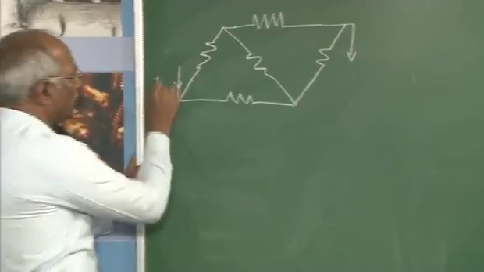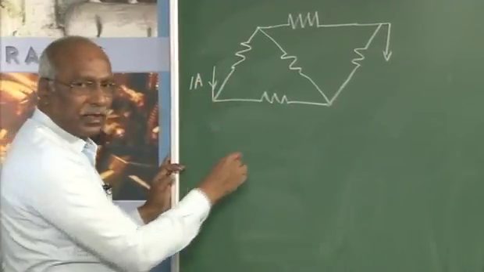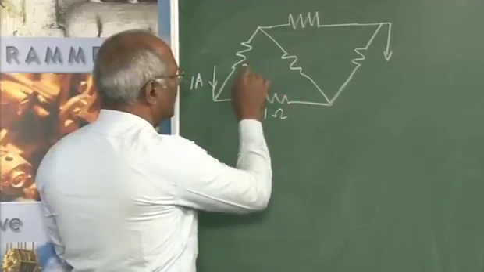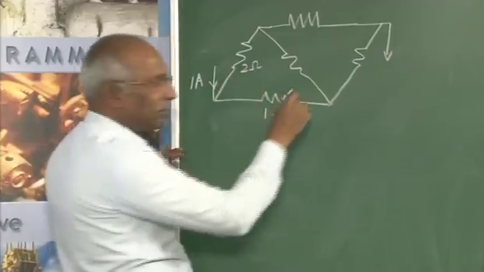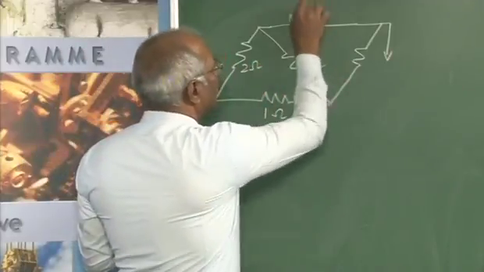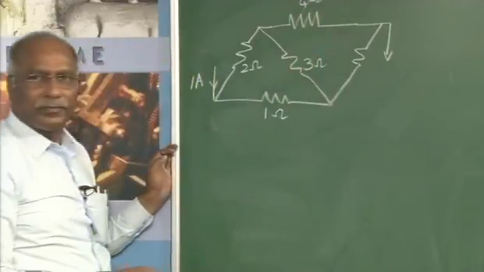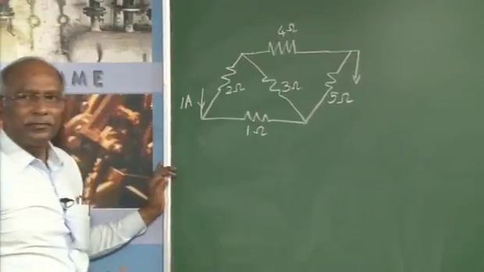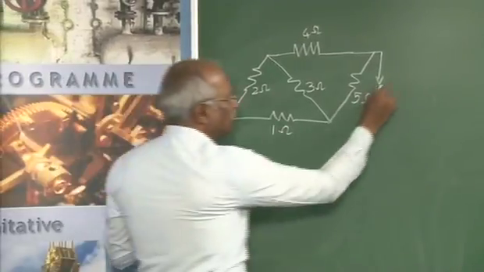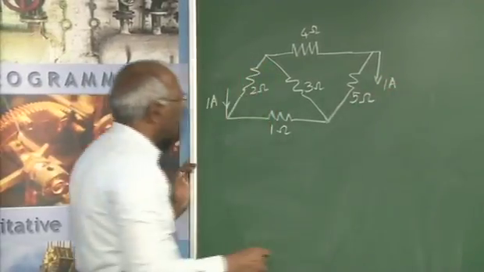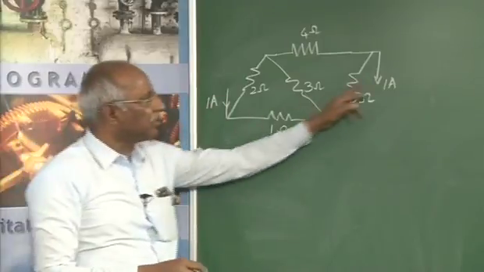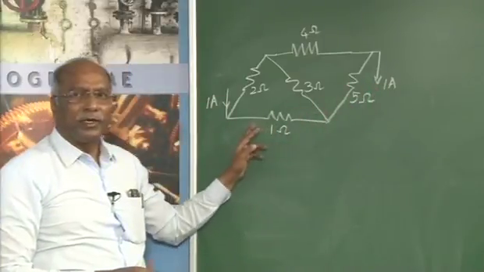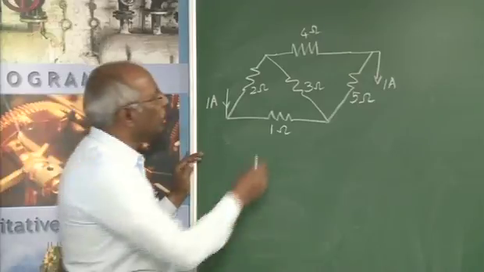This is the network given. This is 1 ampere, 1 ohm, 2 ohm, 3 ohm, 4 ohm, and this is 5 ohm. If the current is entering here, it's coming out here. It is required to find out the current in different parts.